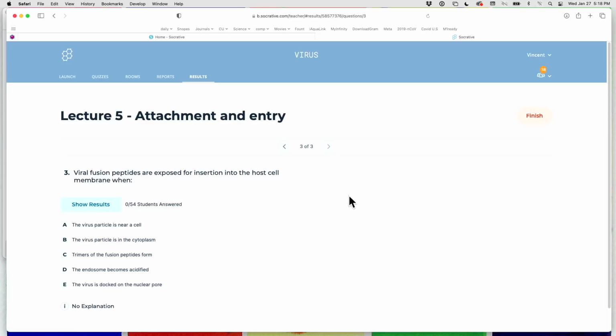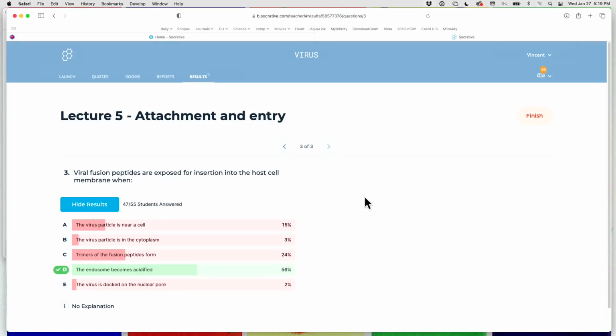All right, our last question is, viral fusion peptides are exposed for insertion into the host cell membrane when? A, the virus particle is near a cell. B, the virus particle is in the cytoplasm. C, trimers of the fusion peptides form. D, the endosome becomes acidified. Or E, the virus is docked on the nuclear pore. All right, let's see how we did here.